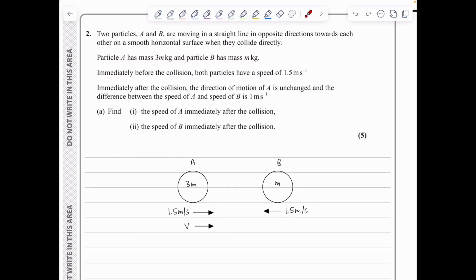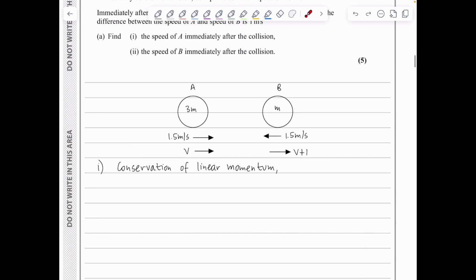We are also told that the difference between the speed of A and the speed of B is 1 meter per second. Now surely B must be moving to the right, because if it was moving to the left, it would have to pass through A, which is physically impossible. And also, since B is moving to the right, it must have a speed which is greater than the speed of A. Otherwise, A would have to go through it, which is also physically impossible. So B is moving to the right with a speed of V plus 1. This means we can proceed with the conservation of linear momentum.